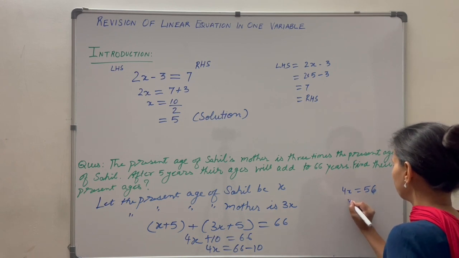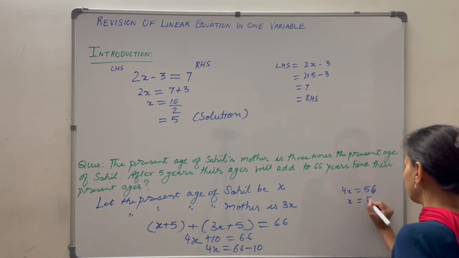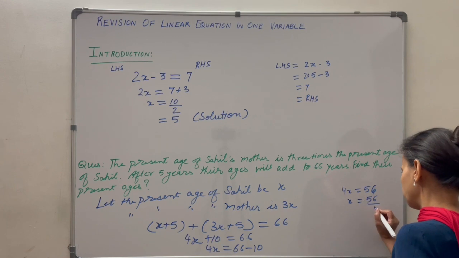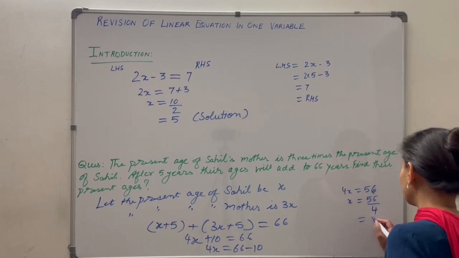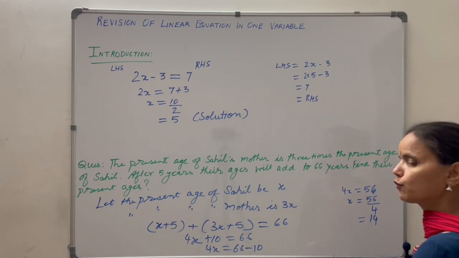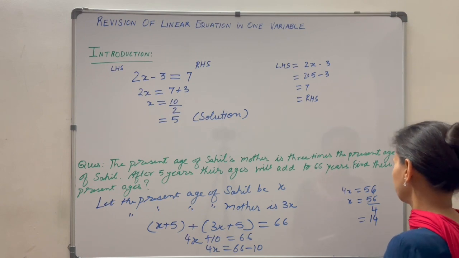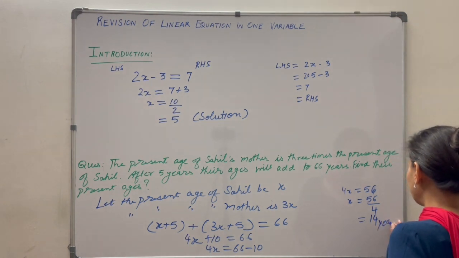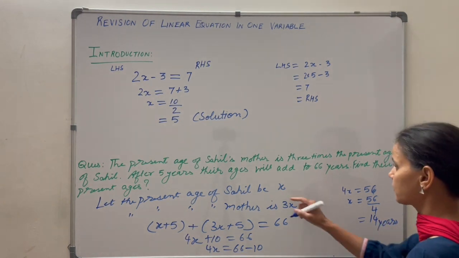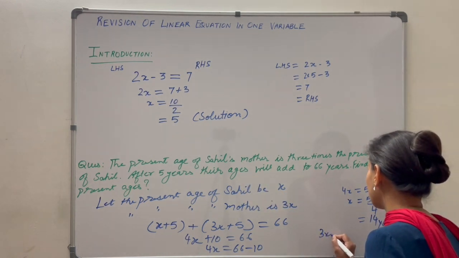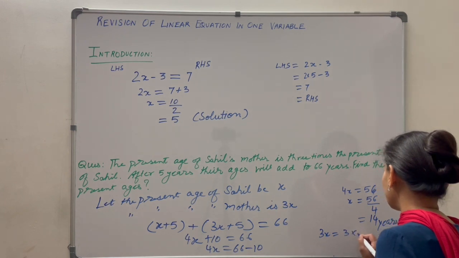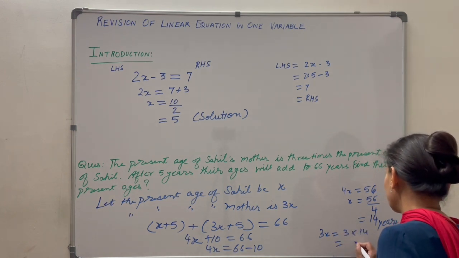So here you have multiplied, so this side it will come in the denominator, you cross multiply. So 56 divided by 4, 14. 14 fours are 56. So Sahil's age is currently 14 years. Mother's is 3 times. This is your mother's age, 3x. So 3 into 14 is 42 years.